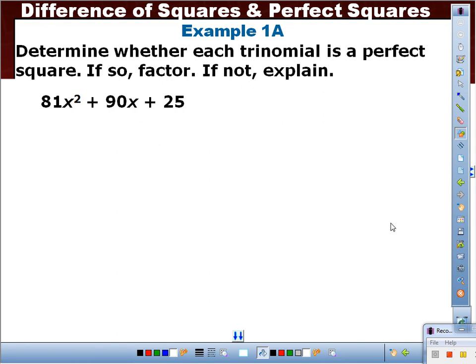Copy it, and then I'm going to go over this one just to make sure we got it. Once again, it says, example 1A, determine whether each trinomial is a perfect square. If so, factor. If not, explain. Trinomial given is 81x squared plus 90x plus 25.